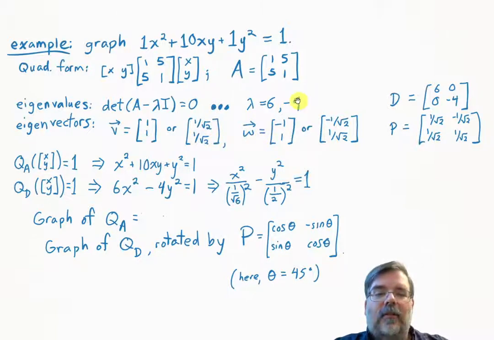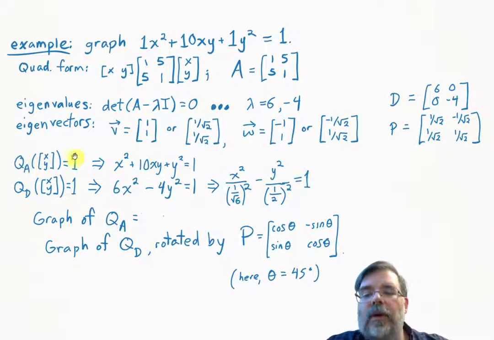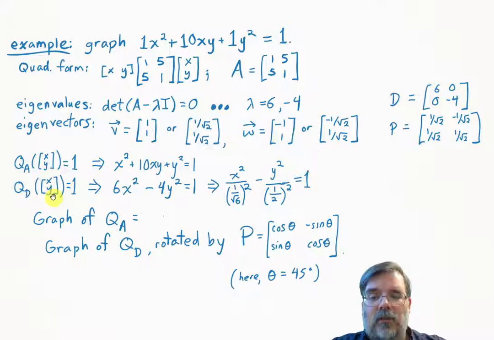The second eigenvector, for this eigenvalue, is negative 1, 1. And again, you can turn it into a unit vector by dividing by its length. It's negative 1 over rad 2, 1 over rad 2. Might look familiar. That's a rotation matrix we've seen before. So the original quadratic form corresponds to this quadratic equation, x squared plus 10xy plus y squared equals 1. And then, with this matrix D, we have a new quadratic form, QD of xy, that corresponds to 6x squared minus y squared equals 1.